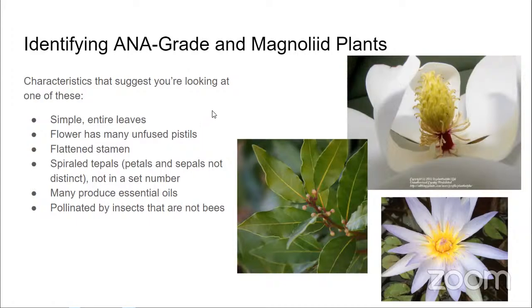There are lots of individuals that will be lacking one or more of these, and there will be some species within our other groups of angiosperms that do have some of these traits. But if you go through and you find more of these traits than you don't, that's a good indicator that you should be kind of suspicious that you're looking at some type of basal plant, either an anagrade one or a magnolia.